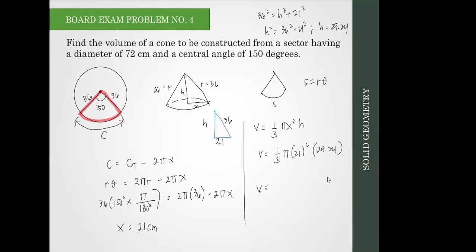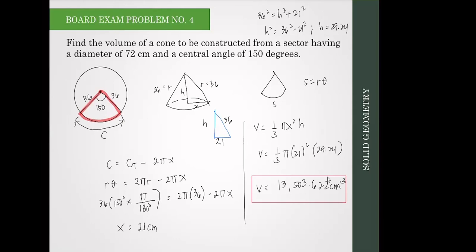So volume natin will be times 21 squared times pi. Then divide natin by 3. So we have volume is equals to 13,503.622 cubic centimeter. Okay? So ito yung answer natin sa kanya.